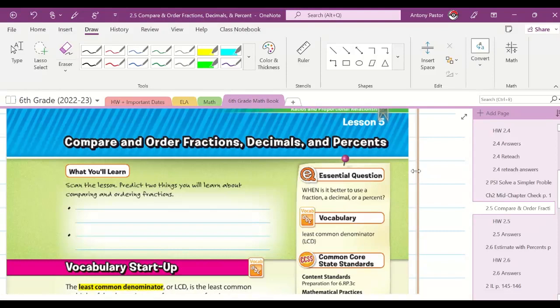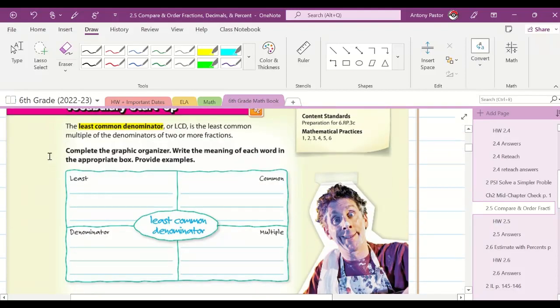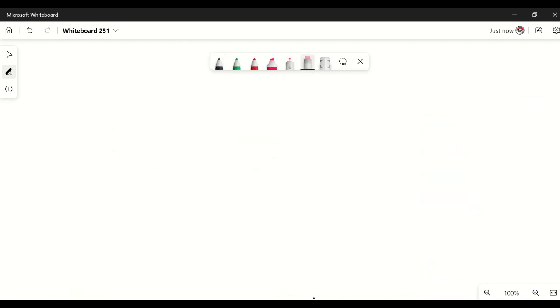The main thing we're going to need to know in order to do this lesson is least common denominator. And the book defines least common denominator, or LCD, as the least common multiple of the denominators of two or more fractions. And the reason why we're going to do this is because we are going to be comparing fractions and making this easier on ourselves to be able to compare.